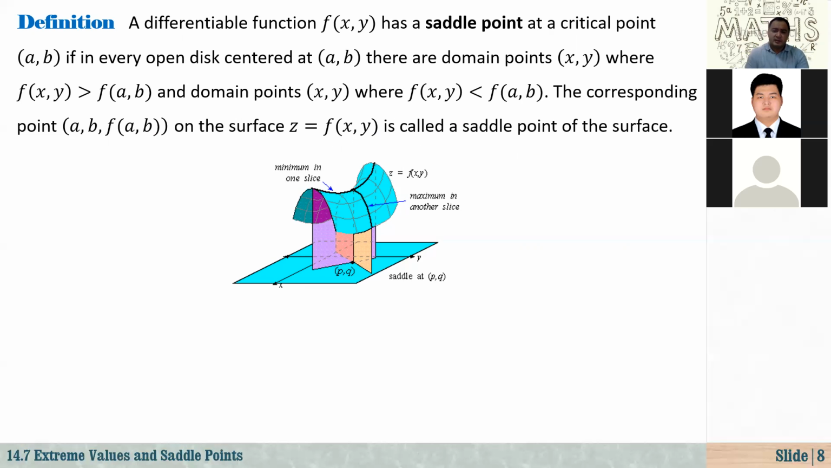See in the picture, there is a minimum in one slice, right? If you slice in this way, that is cutting parallel to the xz plane. But if you cut parallel to the yz plane, it has a maximum value at this point. So it has a maximum in one direction and a minimum in the other direction. That gives us the saddle point.